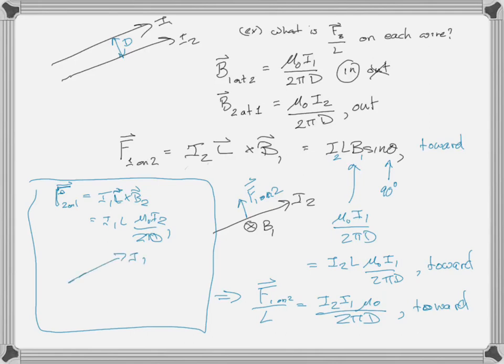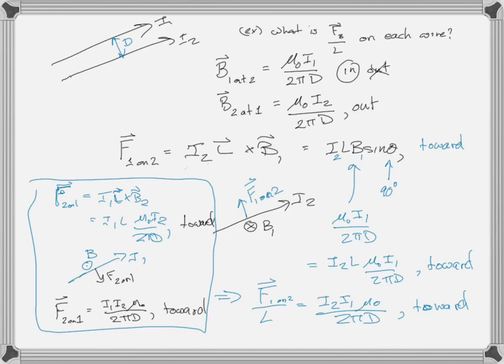So if we have I1, at I1 the magnetic field is out of the board. And by the right-hand rule, put your fingers in the direction of I1, rotate them towards B, boom, and the force is going to be perpendicular in that direction. Force of 2 on 1. So it's going to be toward the other wire. So the force is toward. So the result is F2 on 1 is I1, I2, mu 0 over 2 pi d toward.